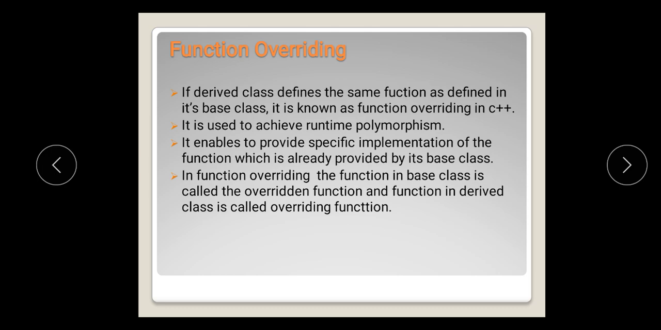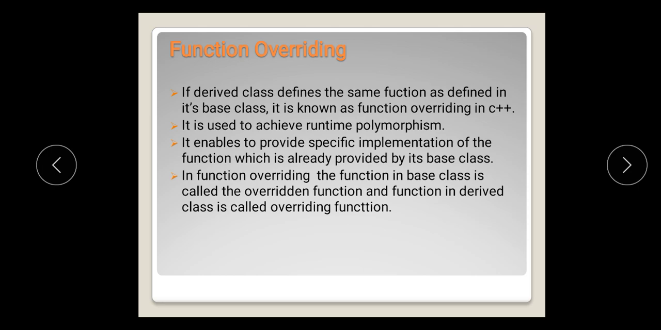If a derived class defines the same function as defined in its base class, then it is known as function overriding in C++. That means we have the same function name in the base class as well as in the derived class, and that is called the function overriding concept in C++. Function overriding is used to achieve runtime polymorphism. It enables us to provide a specific implementation of a function which is already provided by its base class.